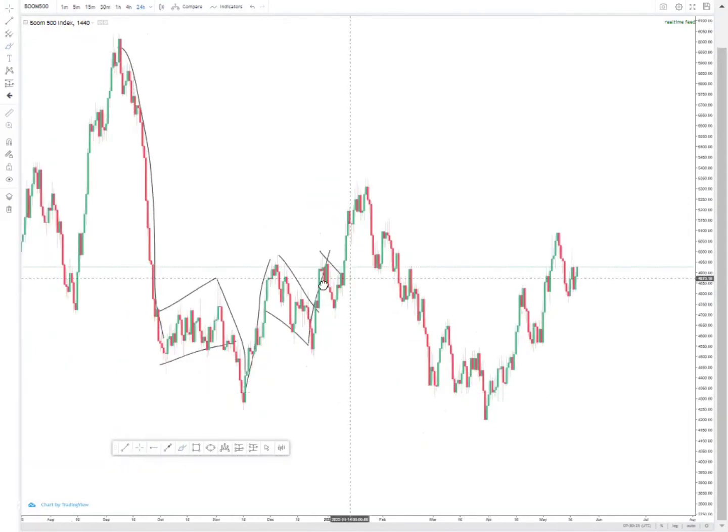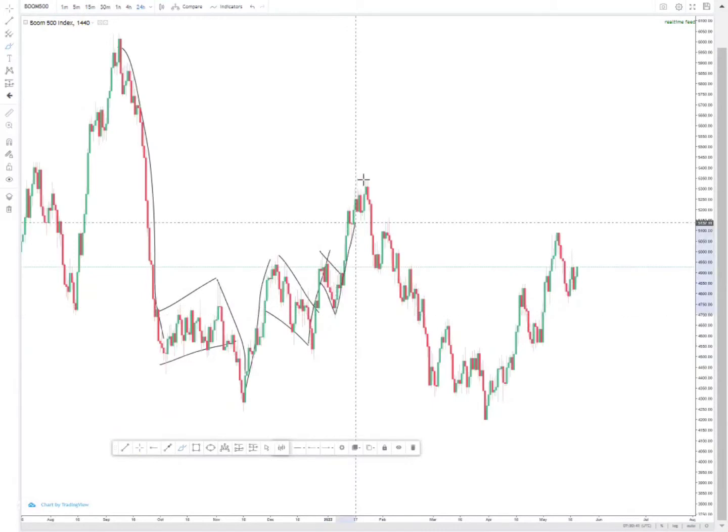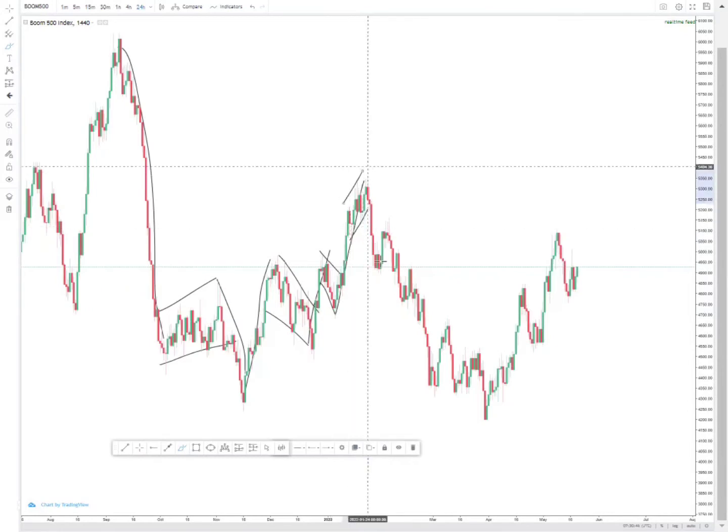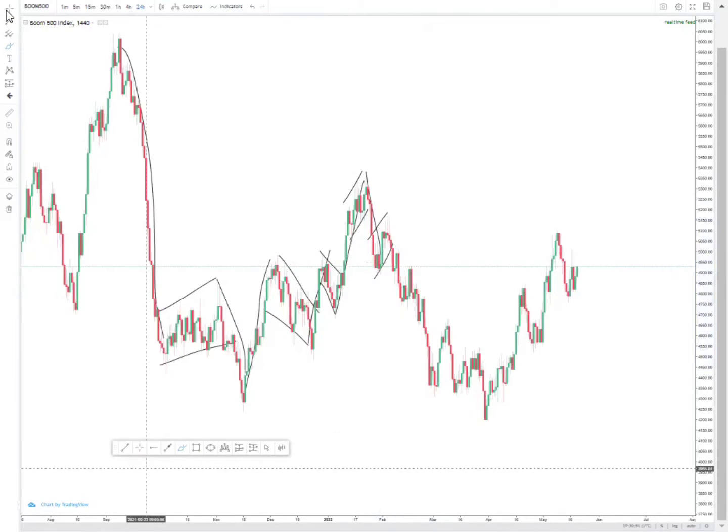We had this small correction here. Sorry about that. We had this small correction here, sorry, and then an impulse, and then we had this. I'll show you these patterns, guys. This is a reversal pattern, and then we had an impulse, and then a correction, then impulse, and so on. So yeah.